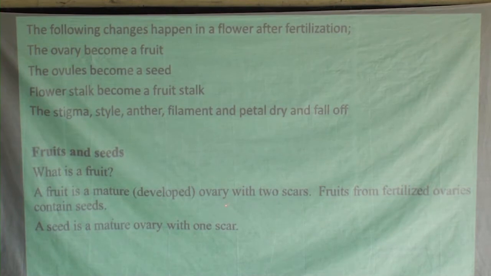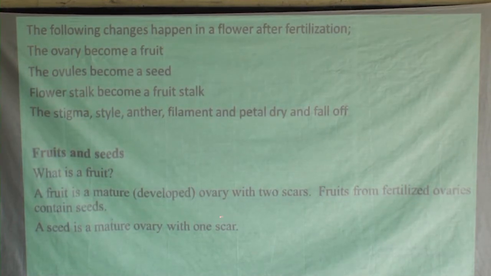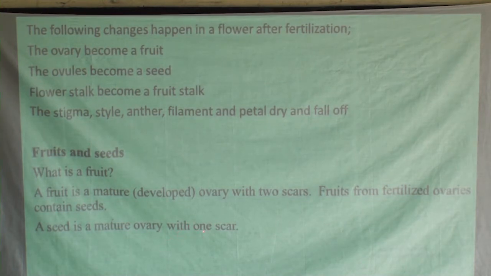Just the scar from the point where the ovule was entered, or fused. So part of the pollen grain entered the ovule. That fusing will give us a scar. So what remains on the ovule will now be what is called the scar. So seeds have got one scar.